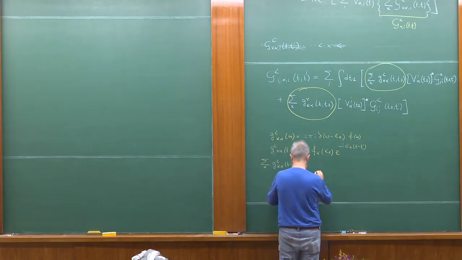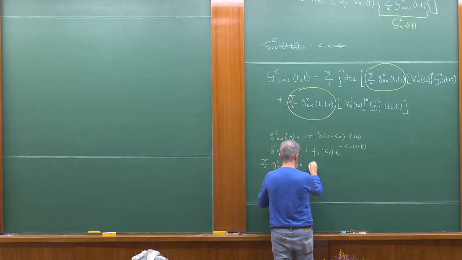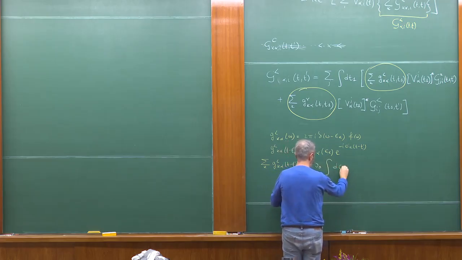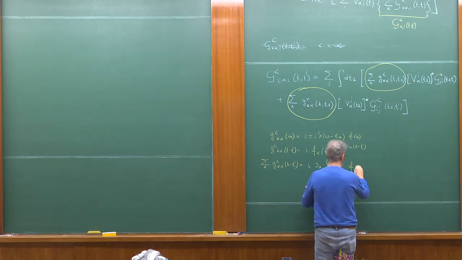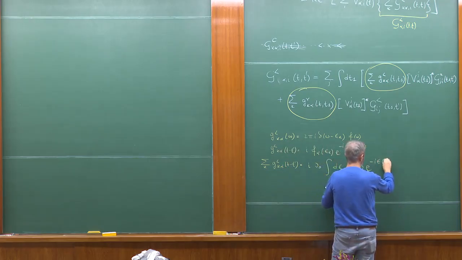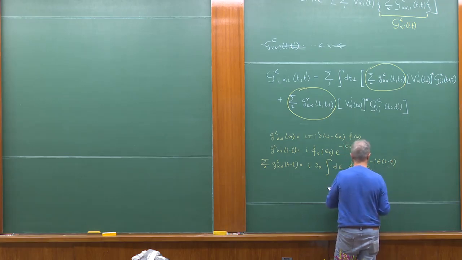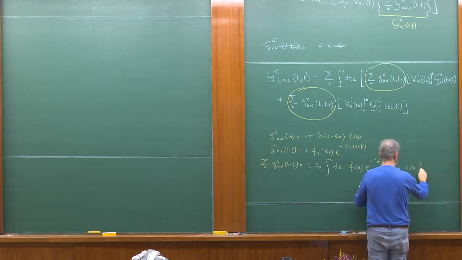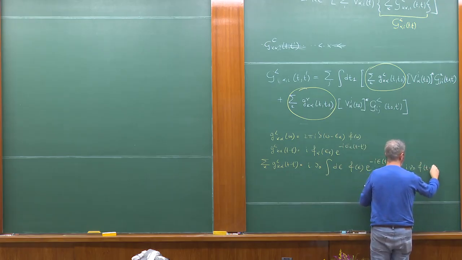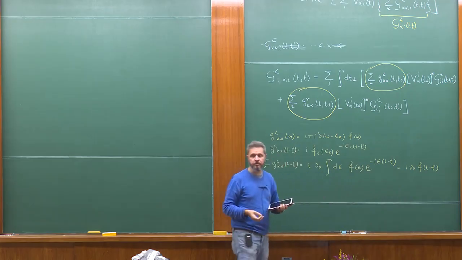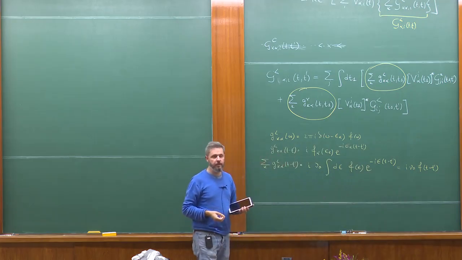So, therefore, I will have that this is I times density of states times the integral in d epsilon of f of epsilon e to the minus I epsilon t minus t prime. Well, this is I times density of states times f of t minus t prime, where f of t minus t prime is the Fourier transform of the Fermi function.